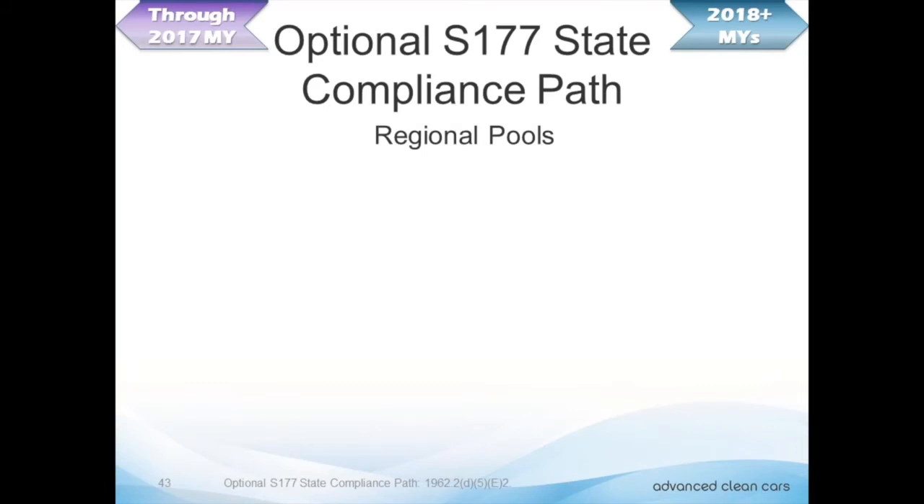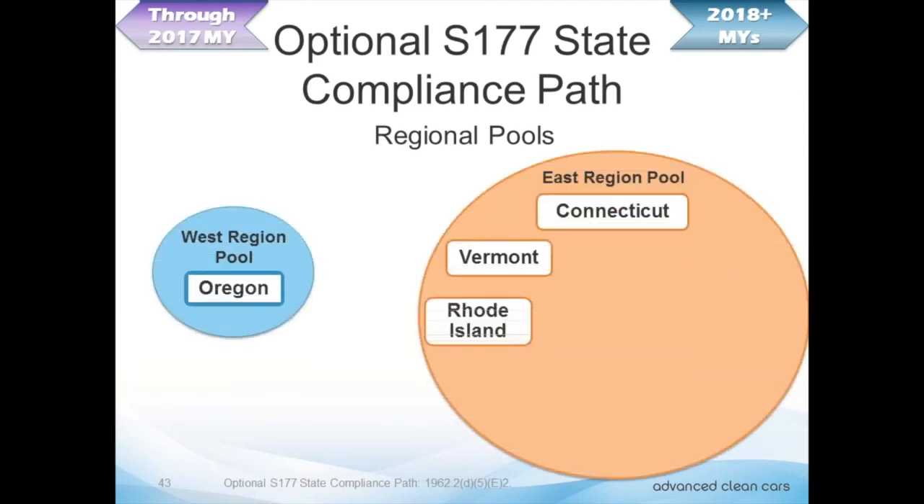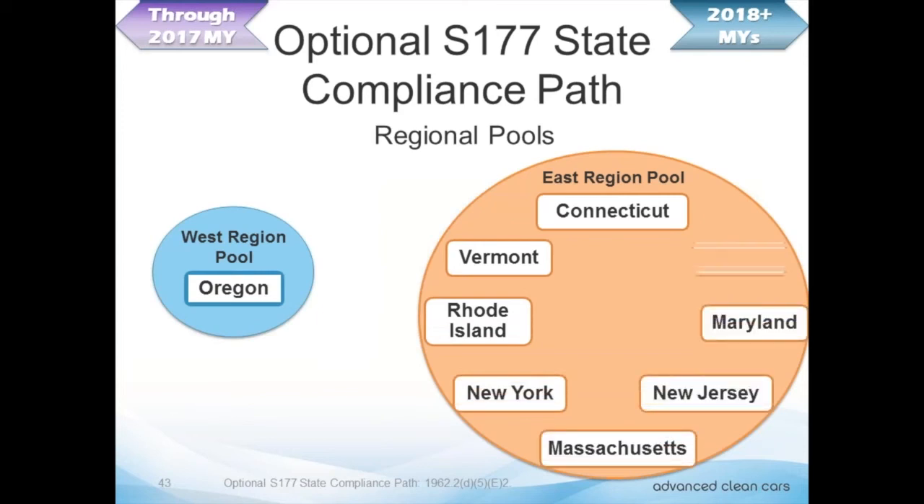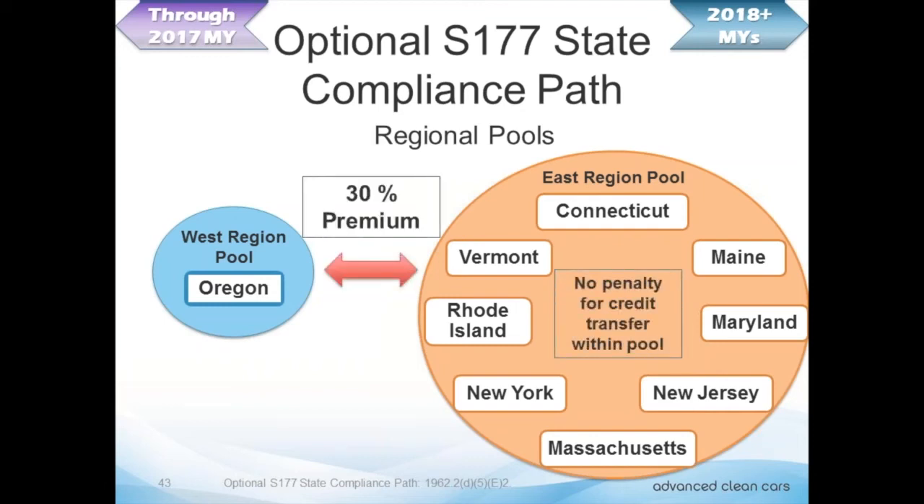Pooling credits simply means that a manufacturer may transfer credits from one state bank to another state bank. There are actually 2 regional pools, the West Region Pool and the East Region Pool. And as you can see, California is not a part of either one. A manufacturer may pool credits within a regional pool without a penalty, but they face a 30% premium on any credits transferred between regions. This means that within the East Region pool, a manufacturer could use credits from vehicles placed in New York to meet its ZEV requirements in Vermont without any penalty.